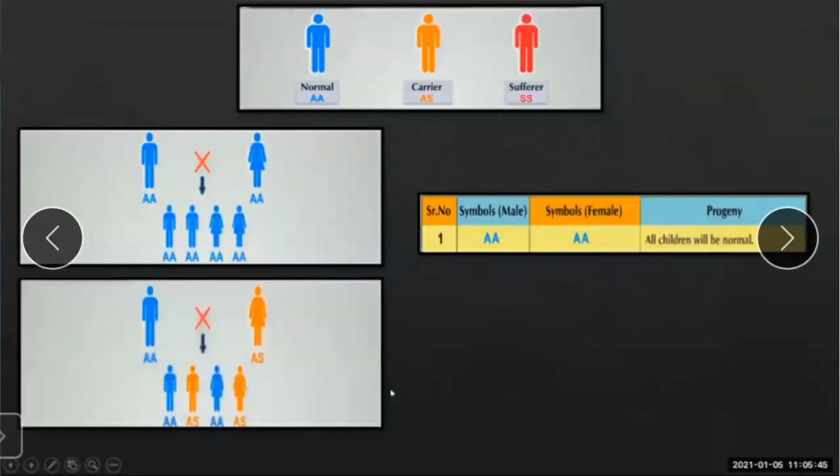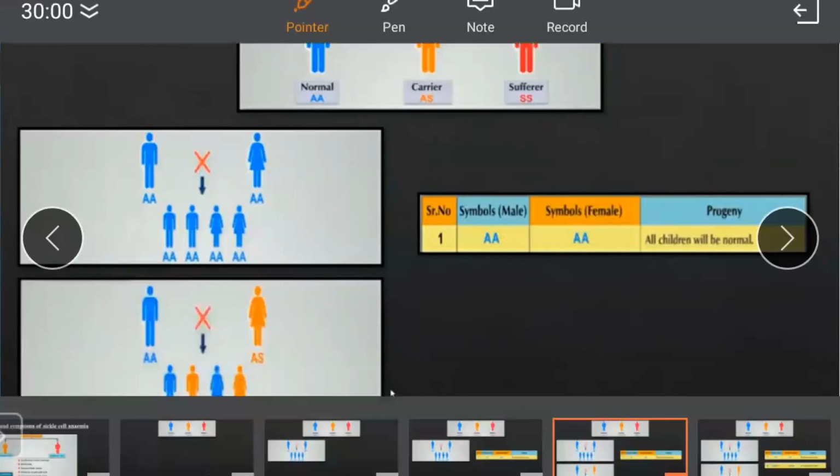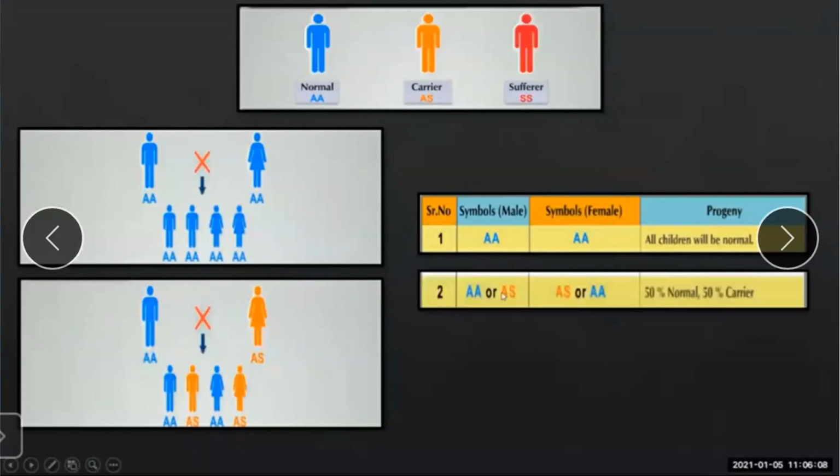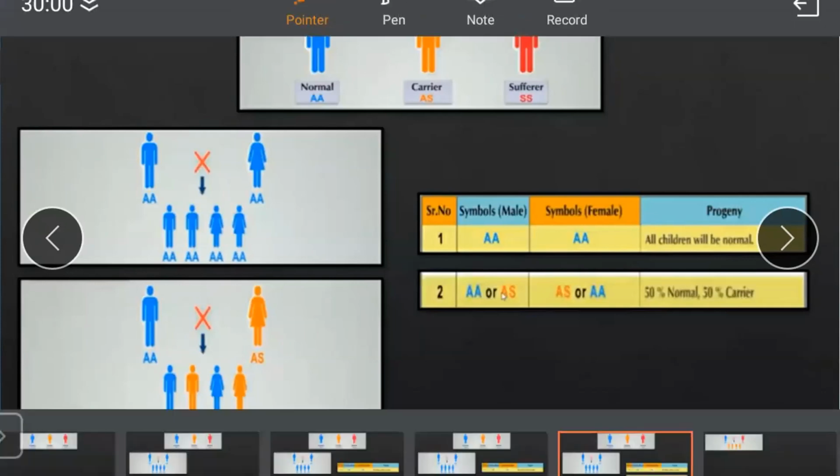But when a normal male is crossed with a carrier female, what can we see? We can find that 50% of the progeny are normal, AA, and 50% are carrier. Yes or no? Yes. If one parent is normal and one is a carrier, we get this result: 50% normal and 50% carrier.